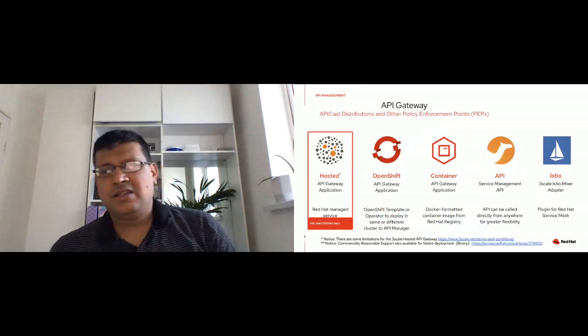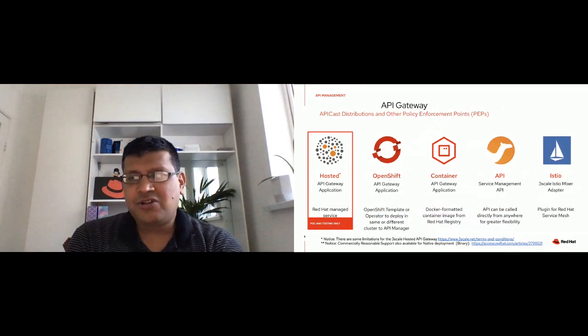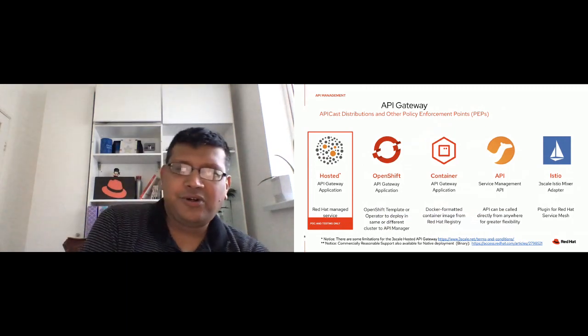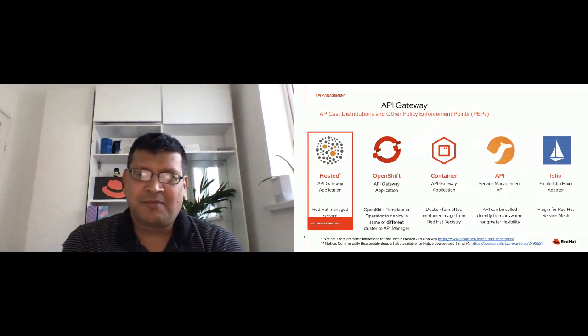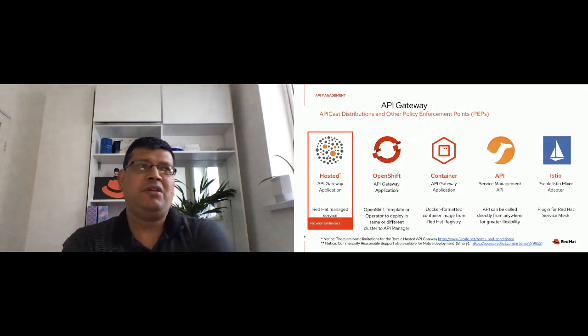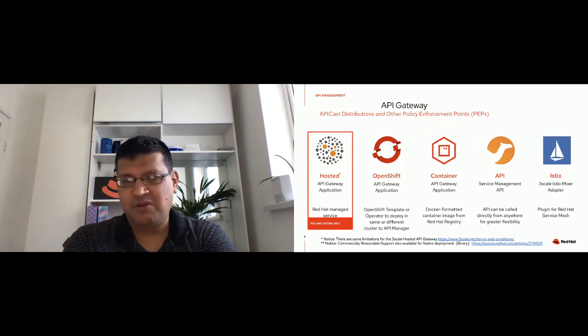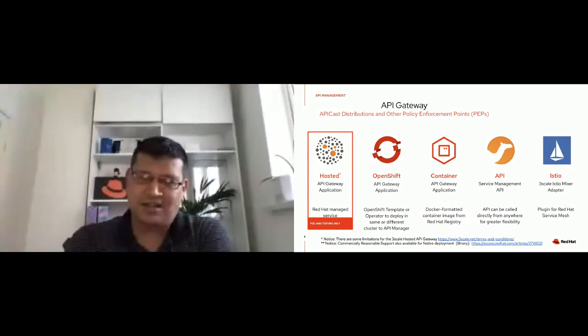Okay. So with Threescale, you get a choice of multiple API gateways that you could use, and we have a branded API gateway that we ship with Threescale. We call it API Cast. It's available for you hosted if you're using our SaaS platform, or available for you on OpenShift or as a Docker formatted container image that you could use, or there is an API available that you could use directly for enforcing your policies, and also, and this gets interesting and brings us into more relevancy.